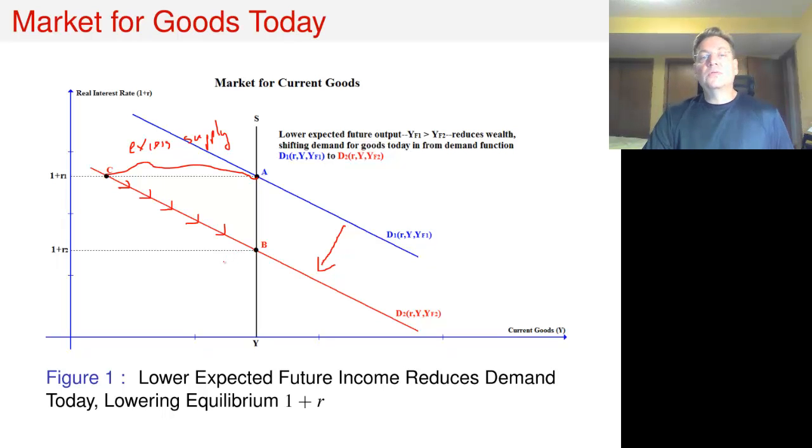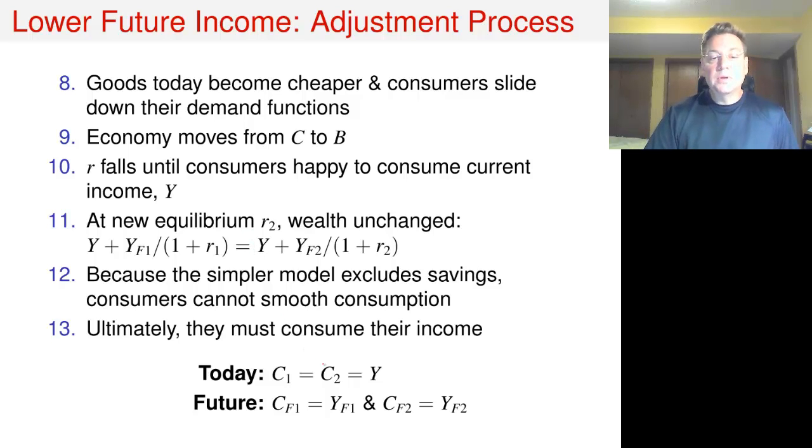And this process continues until they are happy consuming their current endowment. And the only way that's going to happen is if the real interest rate falls sufficiently to make current consumption cheap enough so that people will go ahead and consume their endowment even though they're expecting less income in the future. So ultimately, they have to consume their income. Their initial endowment hasn't changed. So consumption initially has to equal consumption after the change in expected future income. Future consumption is going to have to fall because future income is falling.